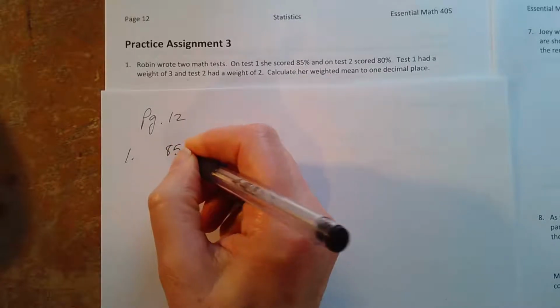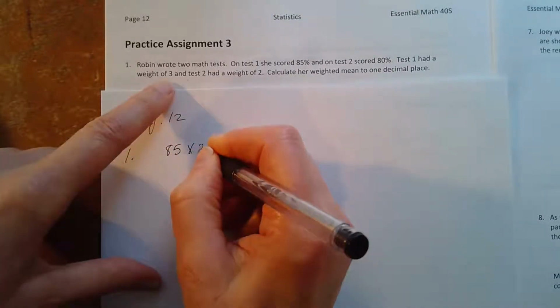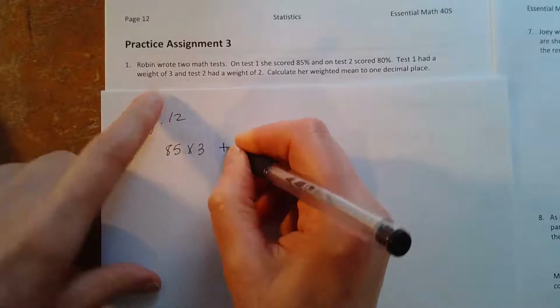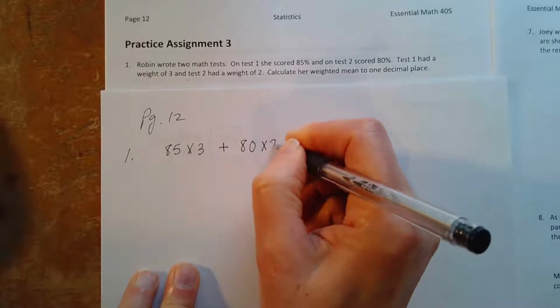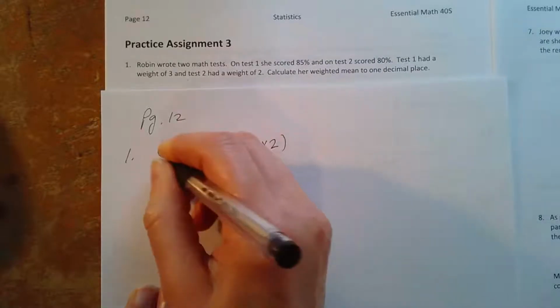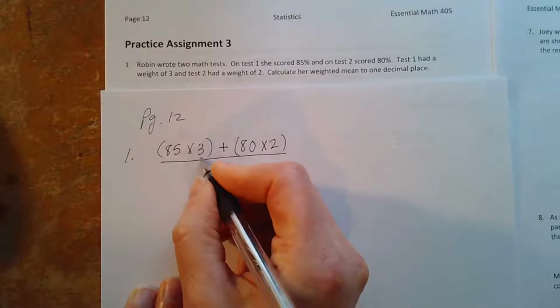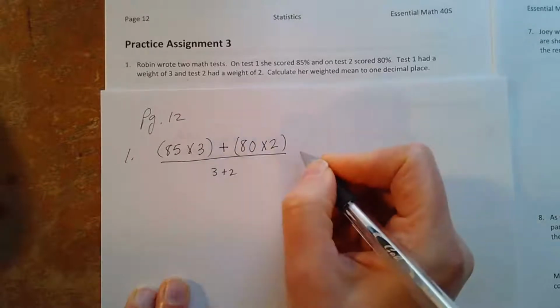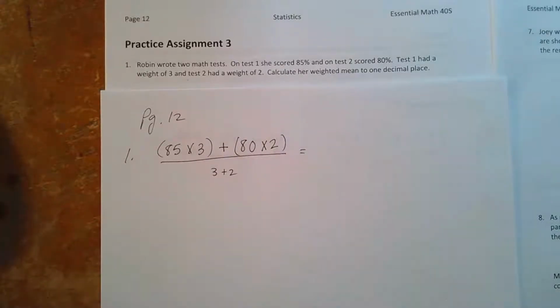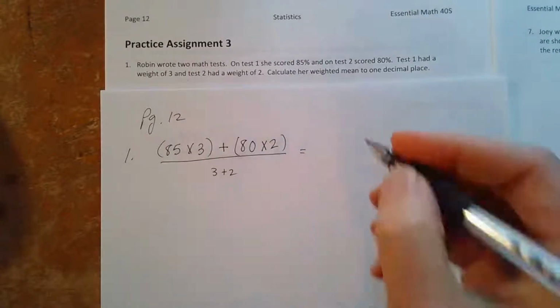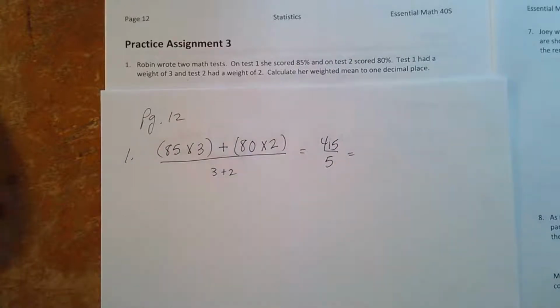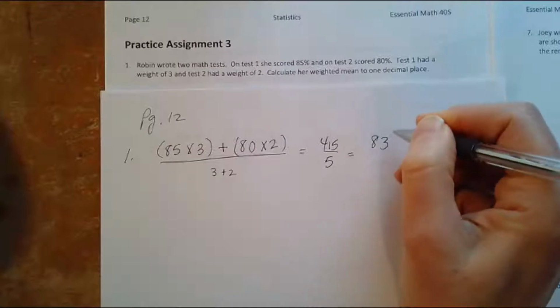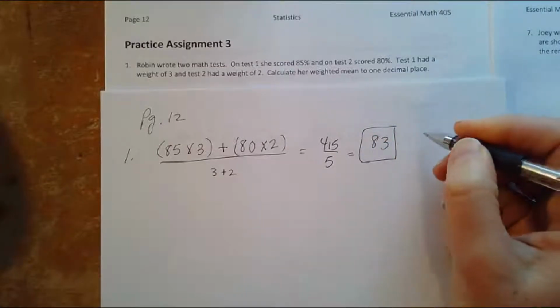All right, so test 1: I take the score and multiply by the weight. And I add all the other tests, right? There's one more. I take the score, I multiply by a weight of 2. And then I add up the weights, right? The weights are the 3 and the 2. So now the top number I get is 415, and 5 on the bottom. So I get a weighted mean of 83.